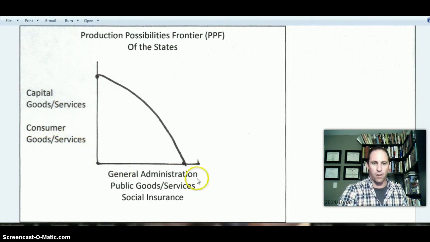Now, everything in your horizontal axis, your x-axis, is provided by the government. You have general administration, general rules of the game. They provide public goods and public services, as well as social insurance. Now, how are these paid for? Everything on the x-axis is paid for because the profits and proceeds of the things produced on the y-axis are taxed. So all of this is a trade-off and an opportunity cost.